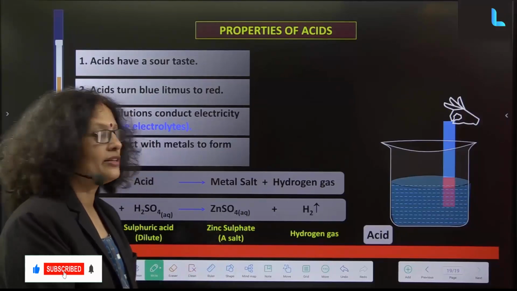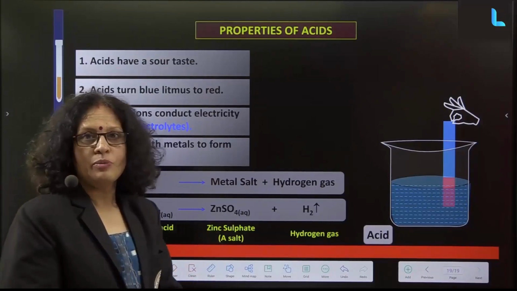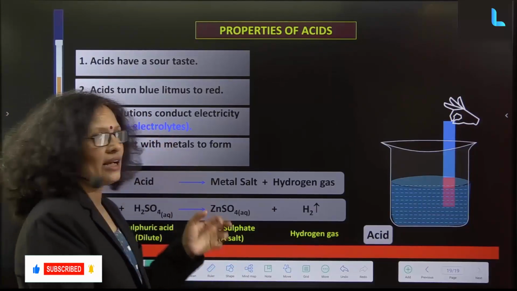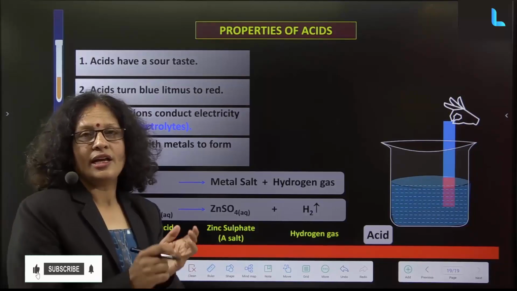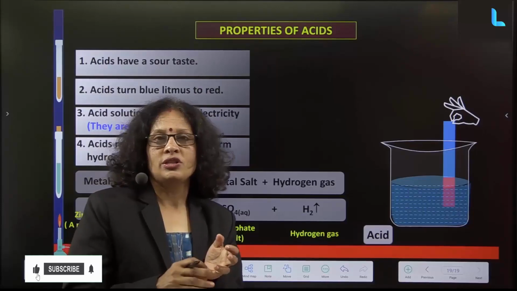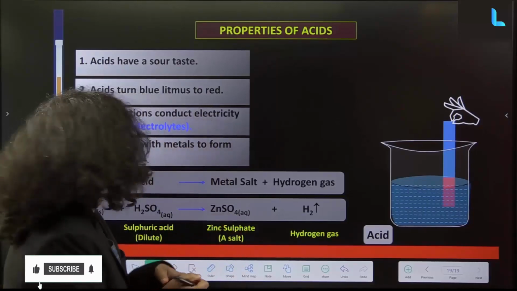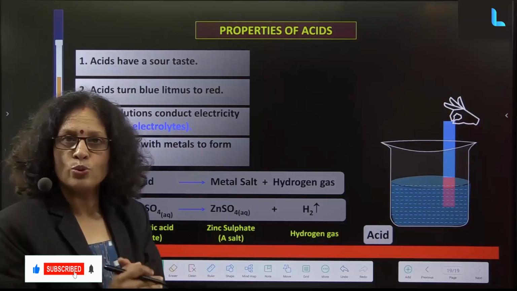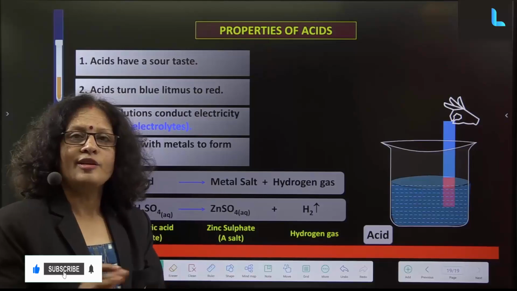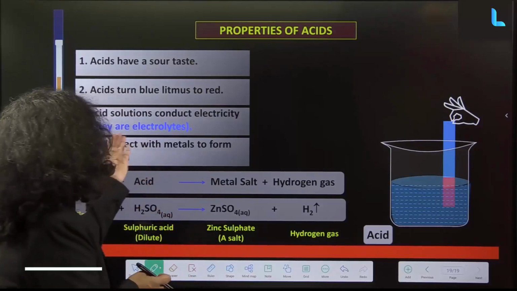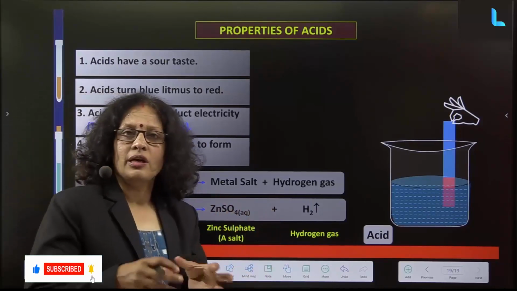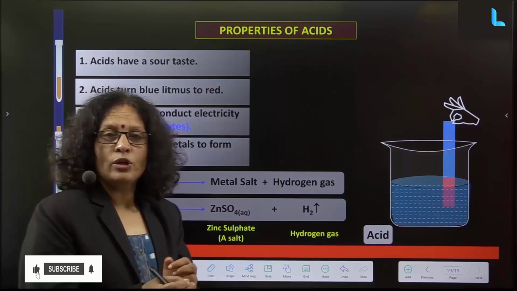Next we will see a few properties of acids. Now we can understand them chemically by experiment, and we have done a lot of experiments. Acids have a sour taste, like the daily life examples we have seen: lemon, tomato, tamarind, all of which are sour to taste. Then acid turns blue litmus to red. Whenever a substance turns blue litmus to red, that is called an acid. Red litmus to blue is called a base. Acid solutions conduct electricity. They are electrolytes.